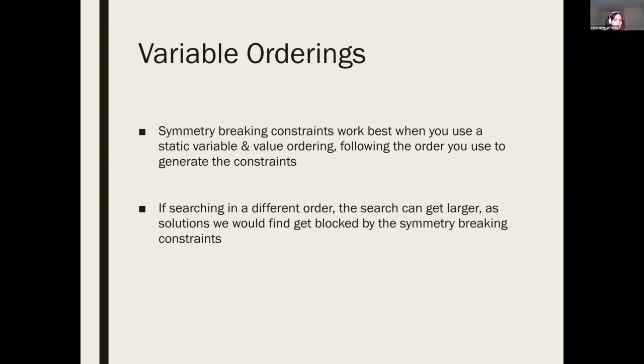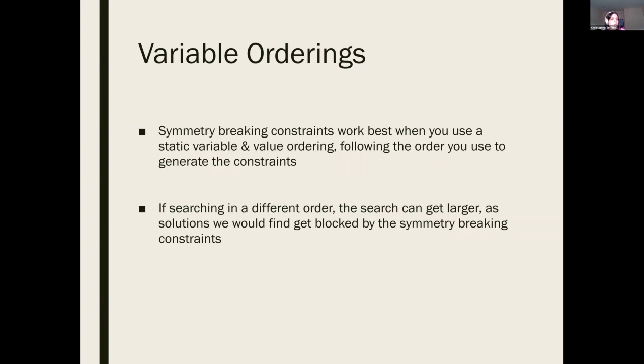Also, just to briefly mention, there are reasons that static symmetry breaking can go badly. Static symmetry breaking works best when your variable and value ordering match the ordering you made the constraints in. So they like a static variable ordering where you follow the ordering the constraints were generated in, and a value ordering where you go from smallest to largest.